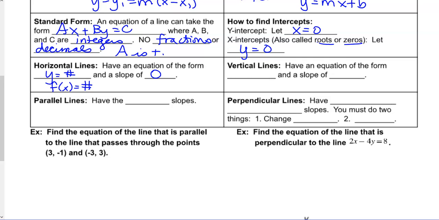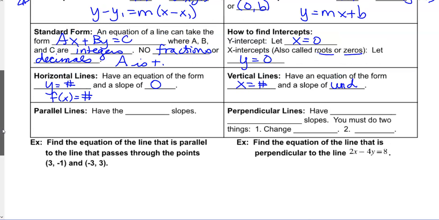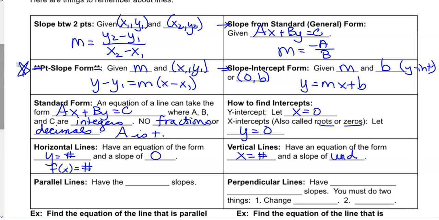Vertical lines have an equation of the form x equals some number, and the slope of a vertical line is undefined. Now, maybe I go back up here when I talked about the slope of a line. If I have a line that goes this way, that is a positive slope. If I have a line that goes this way, it's a negative slope. A horizontal line is one that is constant straight across.